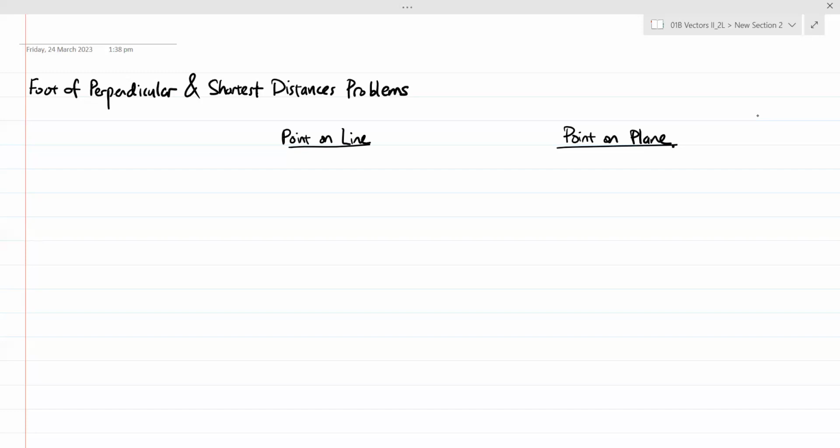So the idea for the second method is I'm actually looking for the point of intersection between this line and this plane. Because the point of intersection between this line and this plane is precisely the foot of perpendicular itself, right?